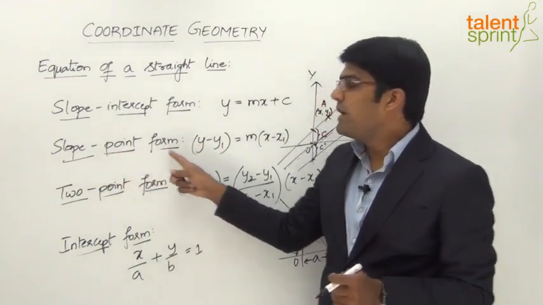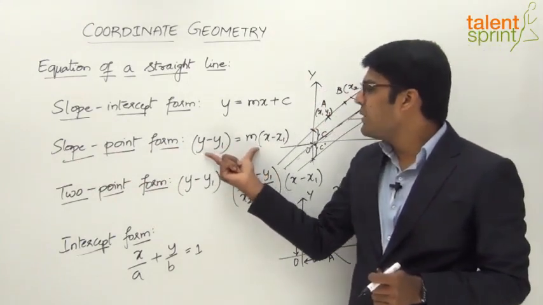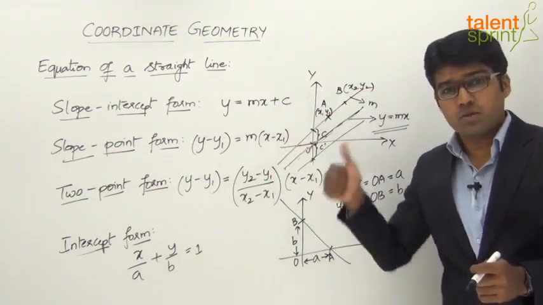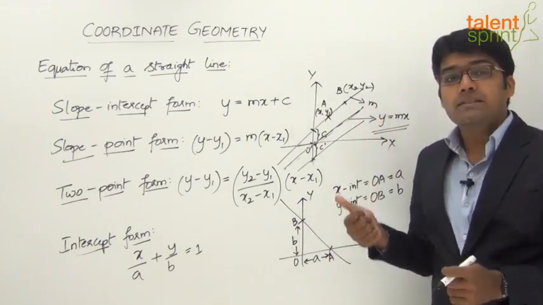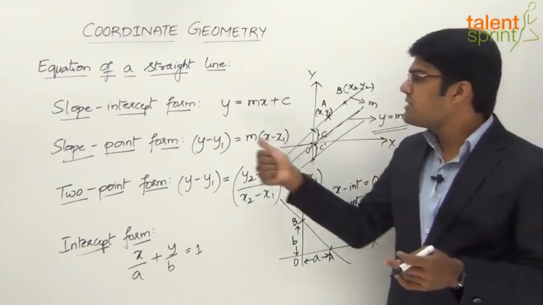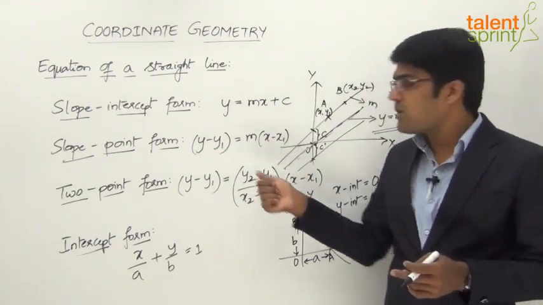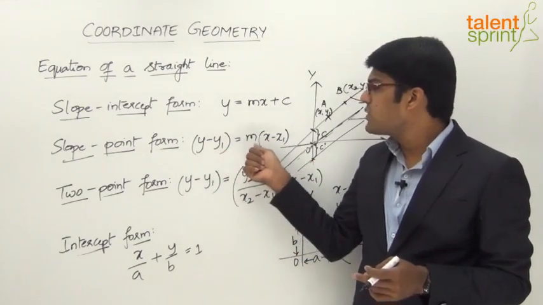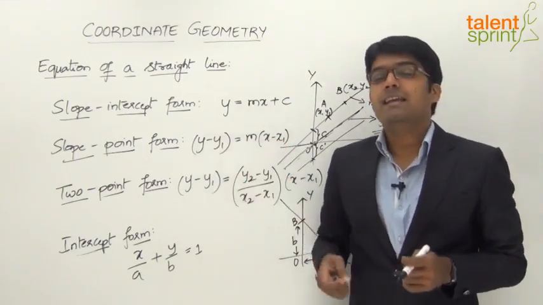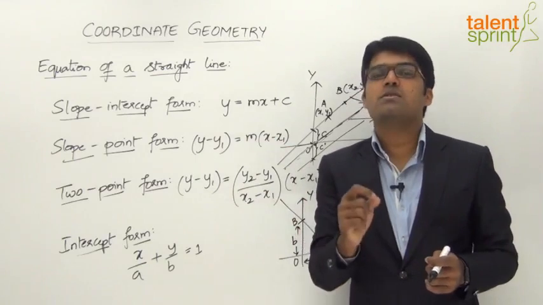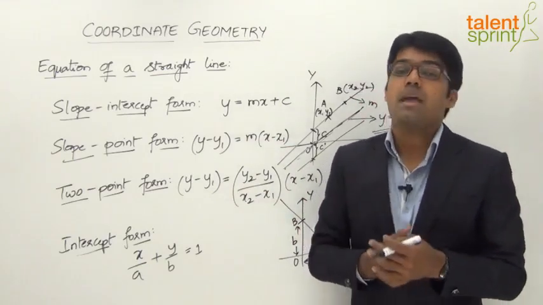If you look at the slope-point form, it is y minus y1 equals m into x minus x1. Slope and the point are given. In this case, as we have seen, the point is the origin. So origin means what? y1 and x1 both are 0. So what do we get? y minus 0 equals m into x minus 0. So that again gives us y equals mx. So clearly, if the line passes through the origin, the equation of the line would become y equals mx.